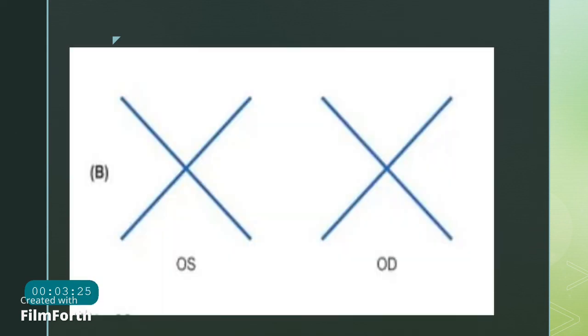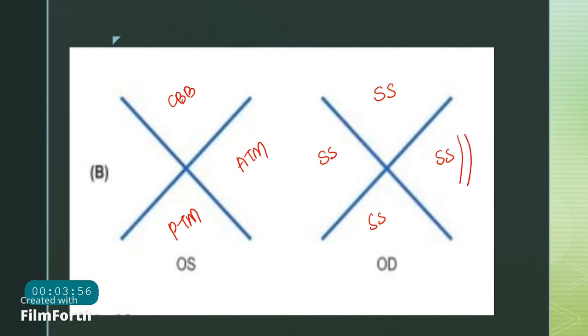Or you can use the simpler cross diagram, in which you draw the four quadrants using these two crosses, and then you mention the details of the angle structures that you see. If you see the scleral spur in all the quadrants, you mention it like this: SS, SS, SS. Or if you see the ciliary body band, you mention ciliary body band here. Or if you see the anterior trabecular meshwork, you mention ATM. Or if you see the posterior trabecular meshwork, that could be mentioned like this. And similarly, if there is angle recession, you can represent it using the brown color. Similarly, new vessels can be represented in the quadrant where you see them.